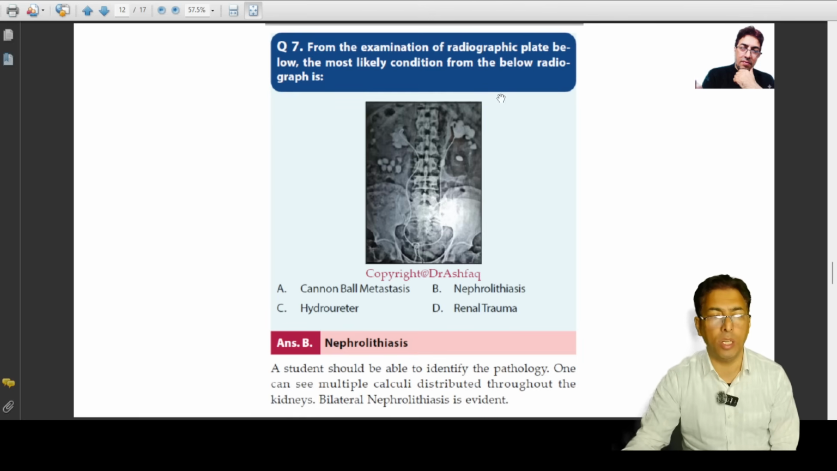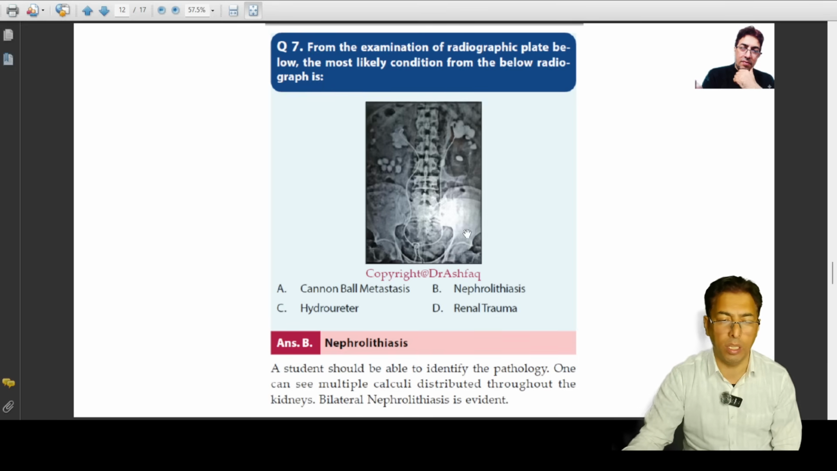Now, another radiology question: from the examination of the radiograph below, the most likely condition is: cannonball metastasis, nephrolithiasis, hydroureter, renal trauma. So basically over here, a student should be able to identify the pathology. You can see multiple calculi scattered in both the renal areas. So this is the renal area, this is the ureter, and this is the termination of the two ureters in the urinary bladder. So over here you can see the renal calculi.